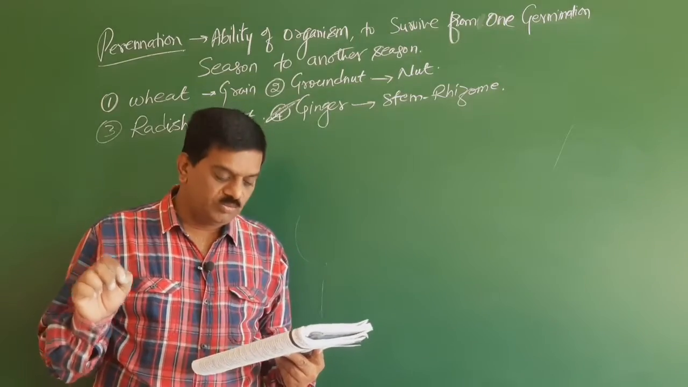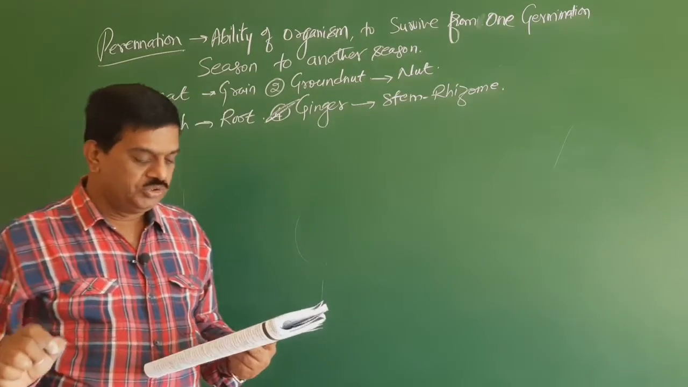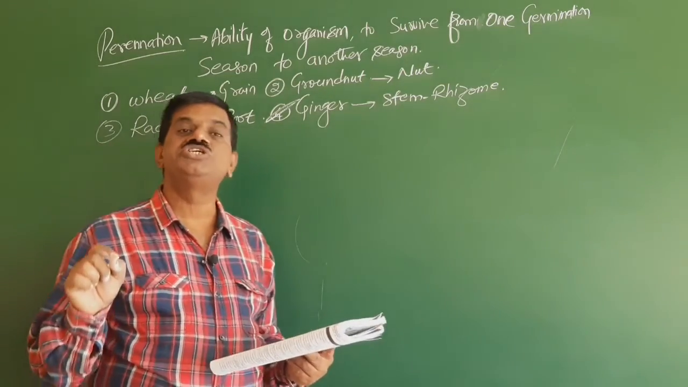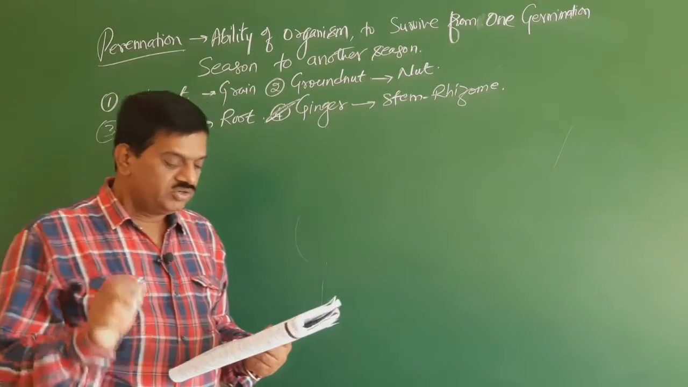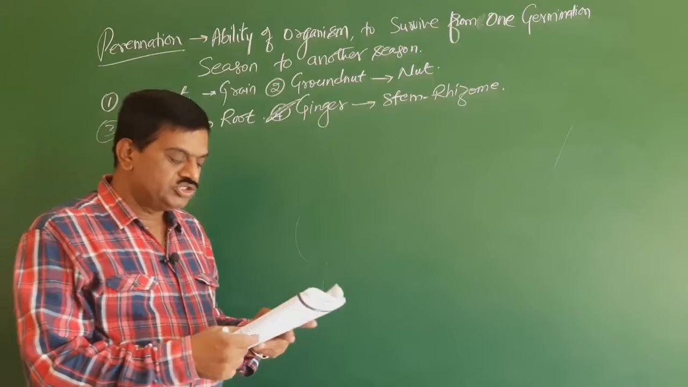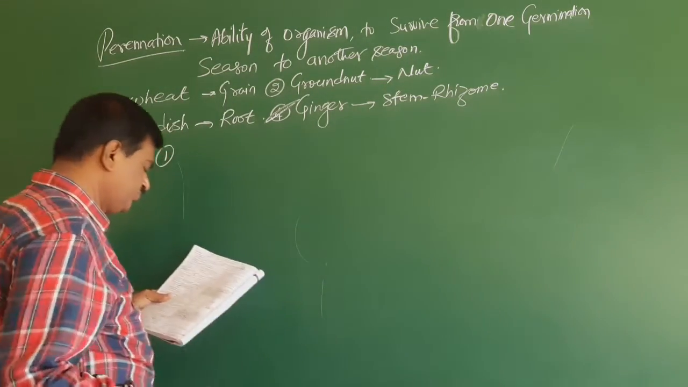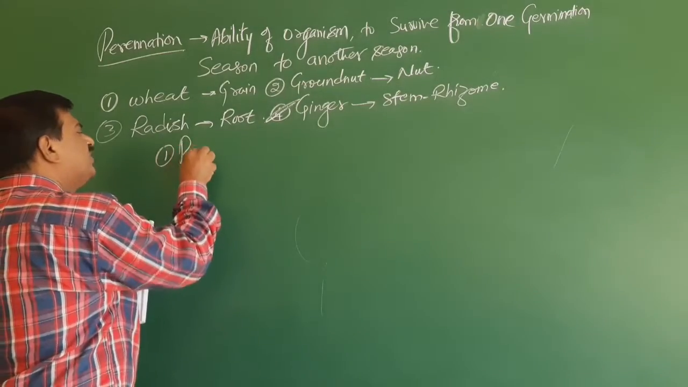Match column 1 and column 2. Choose the correct combination from the options given. So here column 1, column 2. I am giving you the right options. In the first column there is pumpkin.